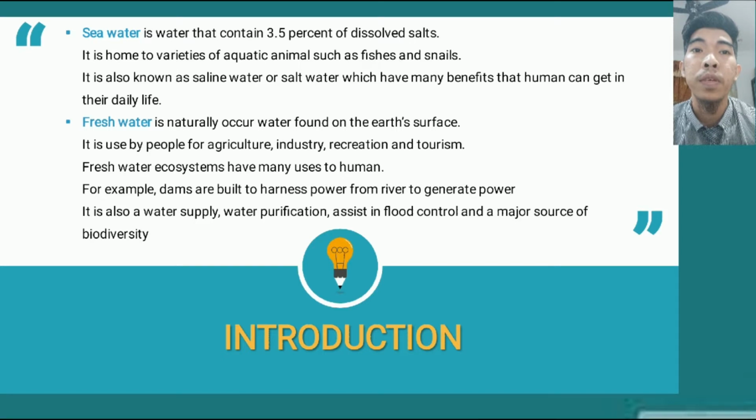Okay, for the fresh water, it is naturally occurring water found on the earth's surface. It is used by people for agriculture, industry, recreation, and also tourism. Freshwater ecosystems have many uses to humans. For example, dams are built to harness power from the river to generate power. It is also a power supply, water purification, assists in flood control, and also a major source of biodiversity.